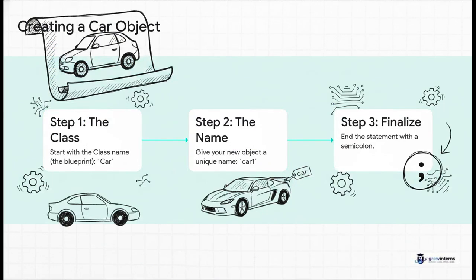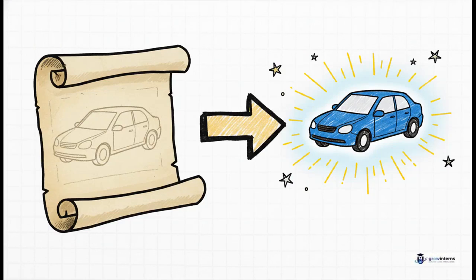So, how do we actually make one? It's as easy as 1, 2, 3. Seriously. First, you say which blueprint you're using, car. Second, you give your new object its own unique name, like car1. And third, you just end the line with a semicolon. That's it. And believe it or not, it all comes down to this one simple line of code: car car1;. Just like that, you've told the computer, hey, take that car blueprint and build me one. And boom, a brand new car1 object now exists in memory.